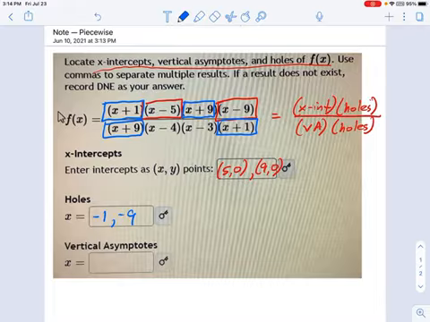Notice this is not a point. The hole is not given as a coordinate point. And this is only for this particular problem. Later on, I'll teach you how to find the y-coordinate of a hole, but we're not going to get into that yet. It's a little more complicated.